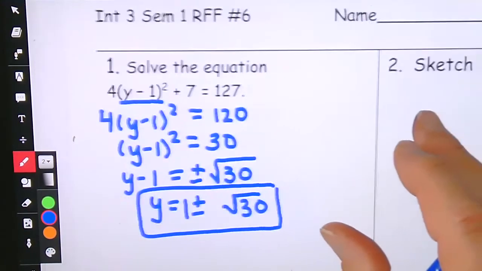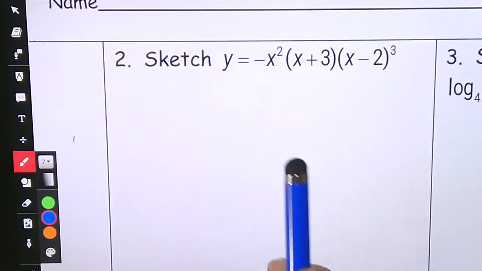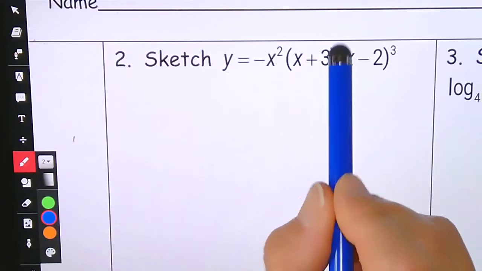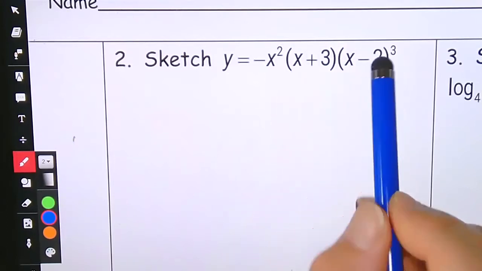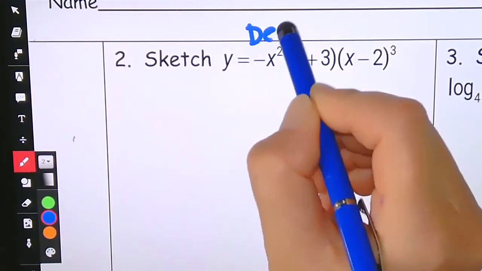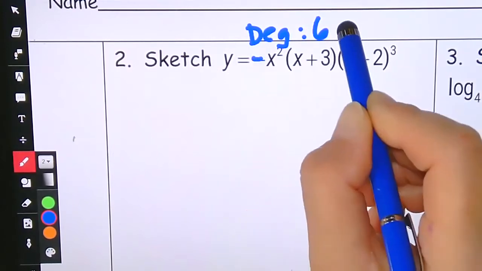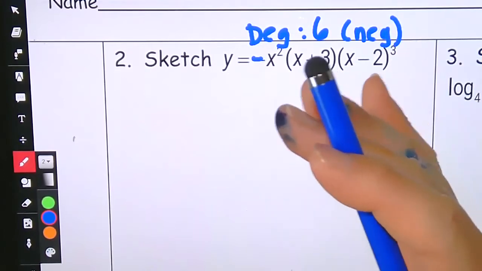On number 2, okay, this is going to be a polynomial. I need to check the degree. I've got 2. This would be 1, so that's now 3. And another 3, so that's 6. So this is going to be degree 6. And I want to notice it is negative here. So negative means it's going to be flipped from what it normally would.